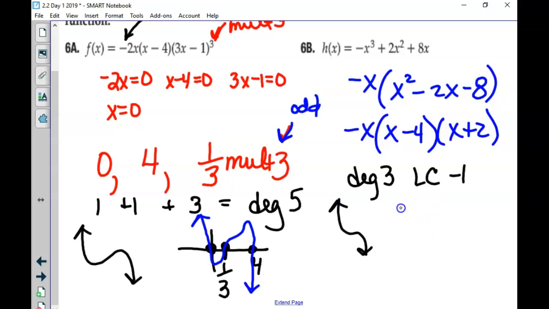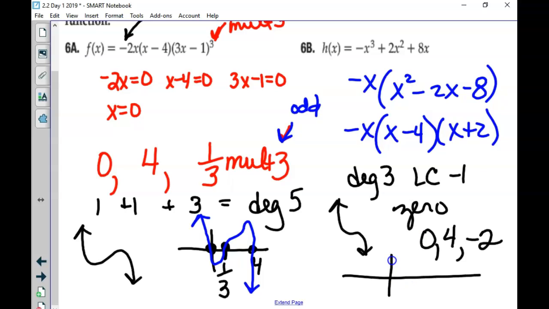But the zeros are where? 0, 4, and -2. Any of those repeat? No, so it should cross at all those places. -2, 0, and out here at +4. So it should be crossing, crossing, crossing. Now, what I had to do when I was in school was find something between -2 and 0 and figure out how far down that one went. And something between 0 and 4 and try to figure out how far up that one went. You guys have a graphing calculator.